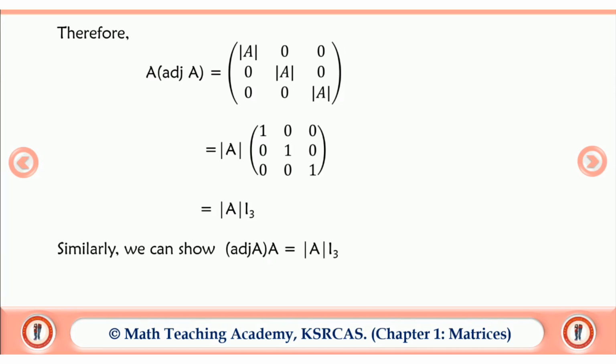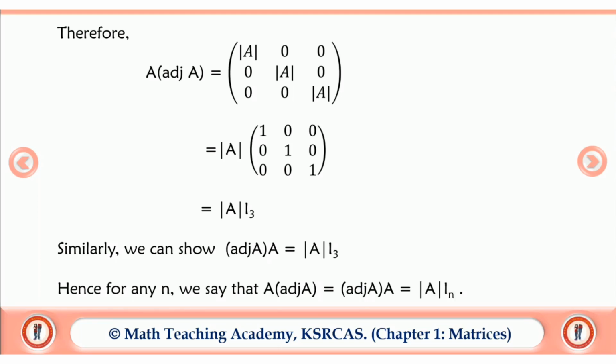Similarly, we can show adjoint of A into A is equal to determinant A into I3. Hence, for any n, we say that A into adjoint of A is equal to adjoint of A into A, which is equal to determinant A into In. That's all.